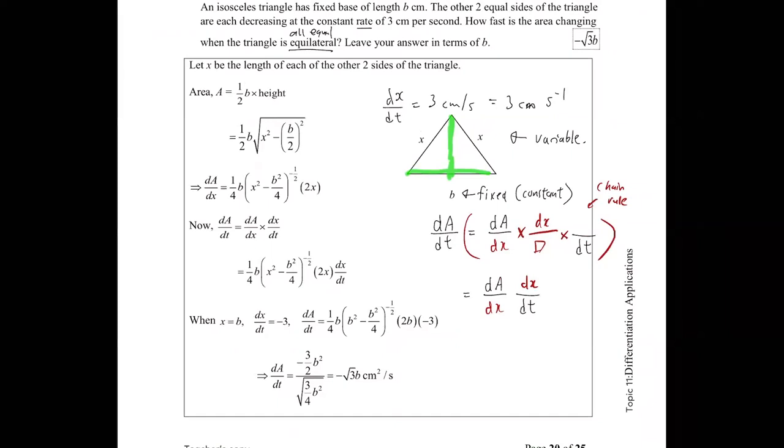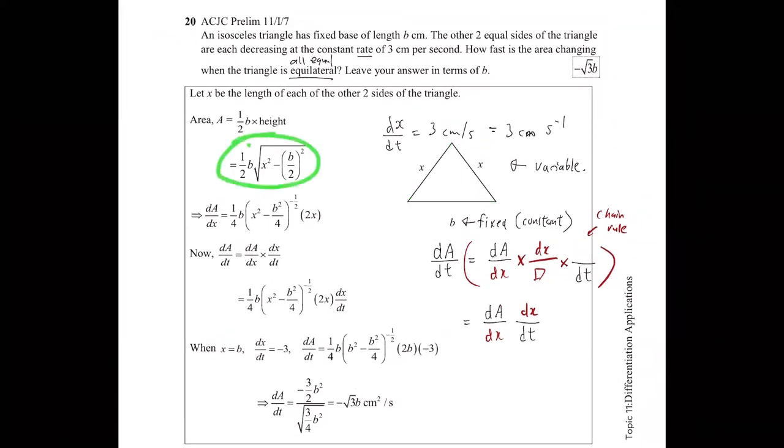So in this case, what would it be? They gave us the expression already: half times base times square root of x square minus b over 2 bracket square. Where do you get this from? How do you find the height? You can use Pythagoras theorem. That's correct.